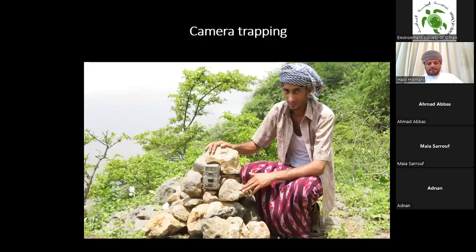Camera traps provide more reliable data, and we can leave these cameras for a long time in the mountains, up to 3 to 6 months, and they record very useful data for us regarding leopard conservation, whether it's presence, absence, or behavior, or even the numbers of leopards. And over the last 10 years, we have put over 300 camera traps across the Dhofar Mountains.